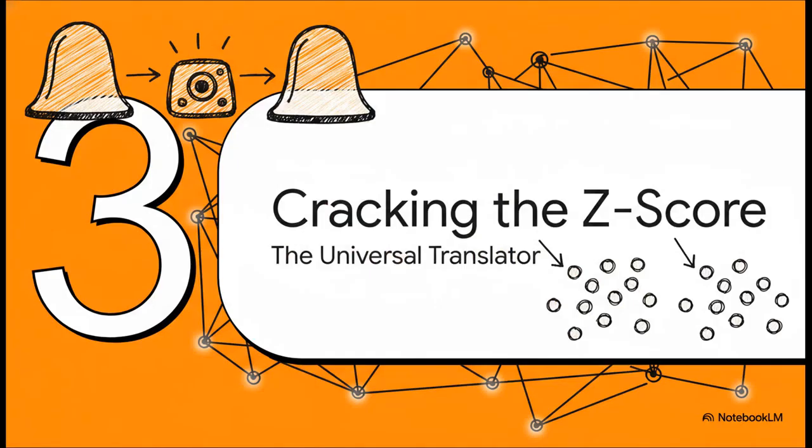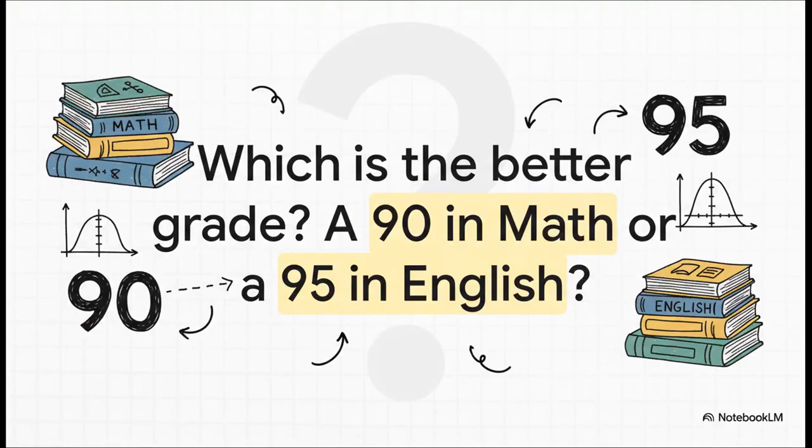Okay, knowing how data is spread out is one thing, but what if you want to compare two completely different sets of data? For that, we need a special tool that statisticians call the z-score. Honestly, the best way to think about it is as a universal translator. So here's a classic problem that shows why this is so helpful. Let's say you get a 90 on a math test and a 95 on an English test. At first glance, you'd think the English score is better, right? I mean, 95 is higher than 90.